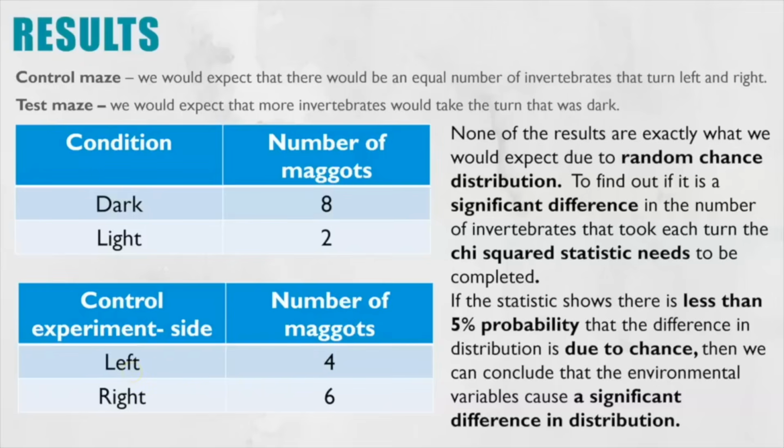Once you've then calculated your chi-squared statistic, you can use that to come to a conclusion. And if your statistic shows that there is less than 5% probability that the difference in the number of maggots that went to the dark side compared to the light is due to chance, then we can conclude that the light did cause a significant difference in distribution. So you will perhaps need to look over statistics just to make sure you're clear on that. So at the end of this video, I'll link my maths skills playlist and you can have a look at all the statistics there. So that is the results.